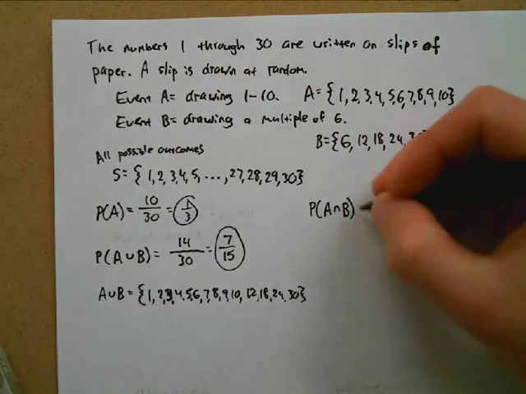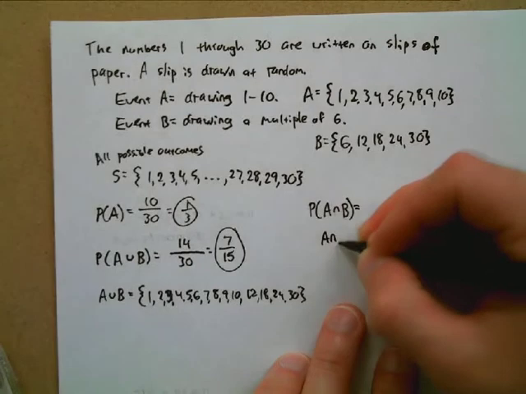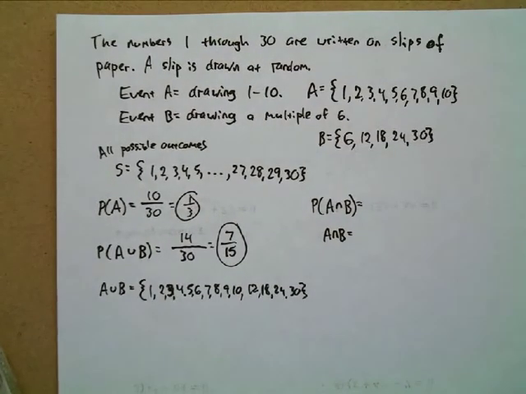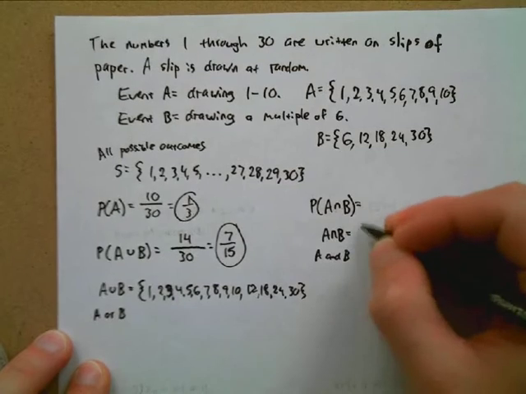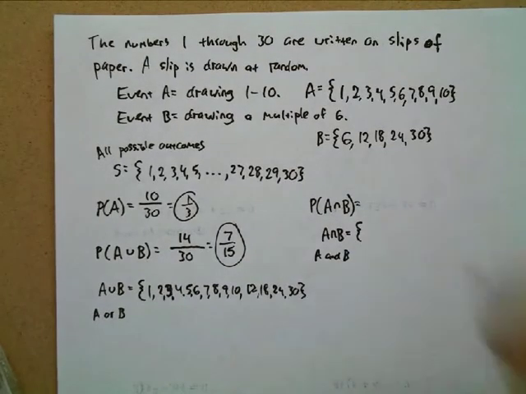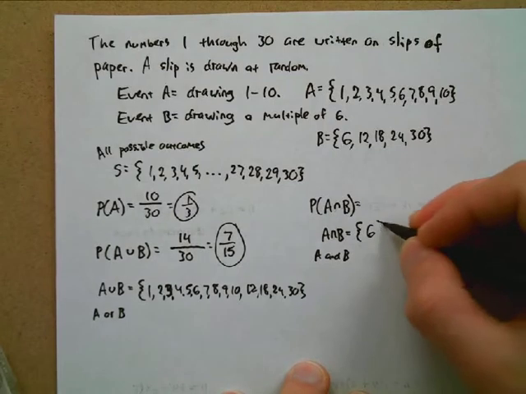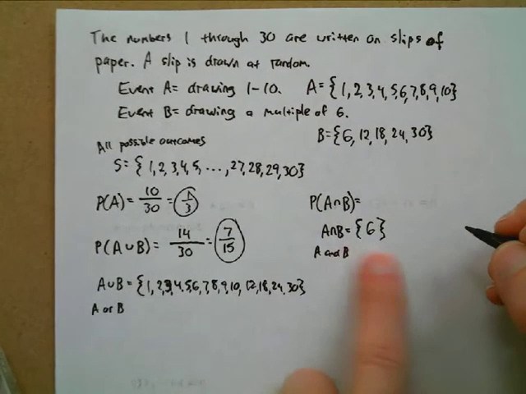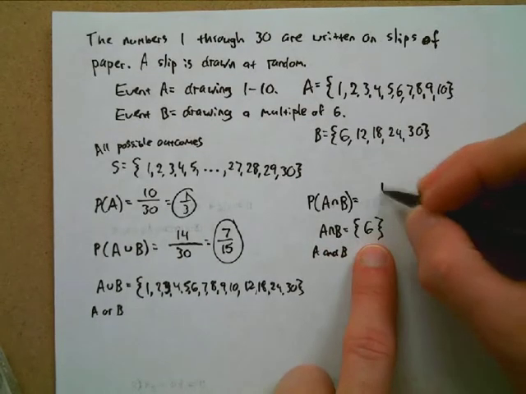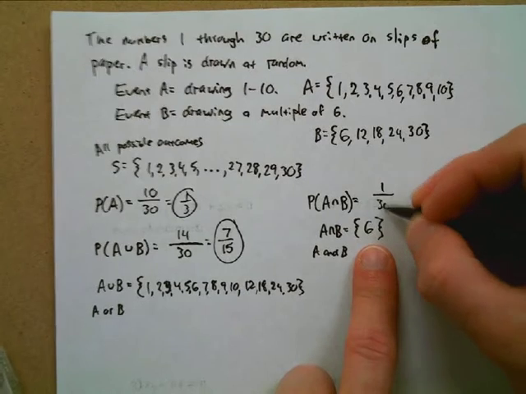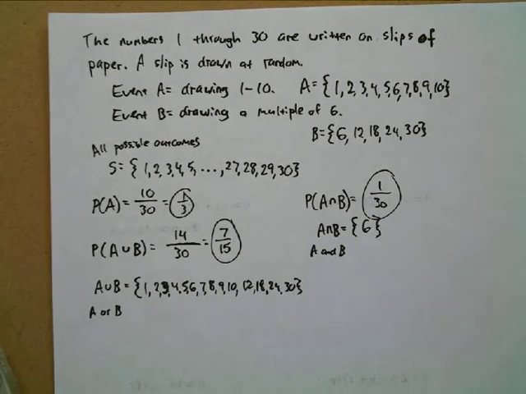So, let's look. What is A intersect B? What numbers, what elements here are in A and B? Remember, the union was A or B. This is A and B. So what numbers are in both A and B? 6. Anything else? No. So how many elements are in A and B? There's just one element, right? So 1 out of what? 30. So you've got only one shot out of 30 of drawing a number that is both 1 through 10 and a multiple of 6.